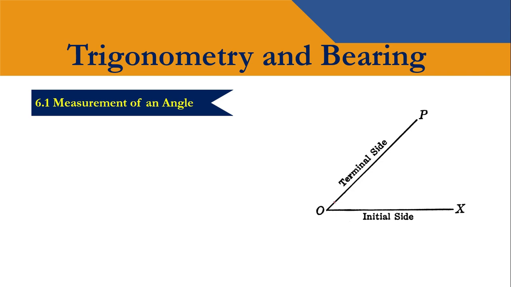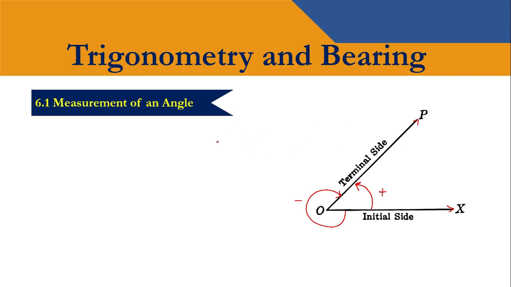So here are the two rays, the initial ray and the terminal ray, having a common union at origin O. To measure an angle from the initial side towards the terminal side in the anti-clockwise direction, the angle will be positive. And if we measure the angle from the initial side to the terminal side in the clockwise direction, the angle is taken as negative. This is the terminal side and this is the initial side. Always measure the angle from initial to the terminal side. Here the terminal side has two angles with the initial side, the positive angle and the negative angle.